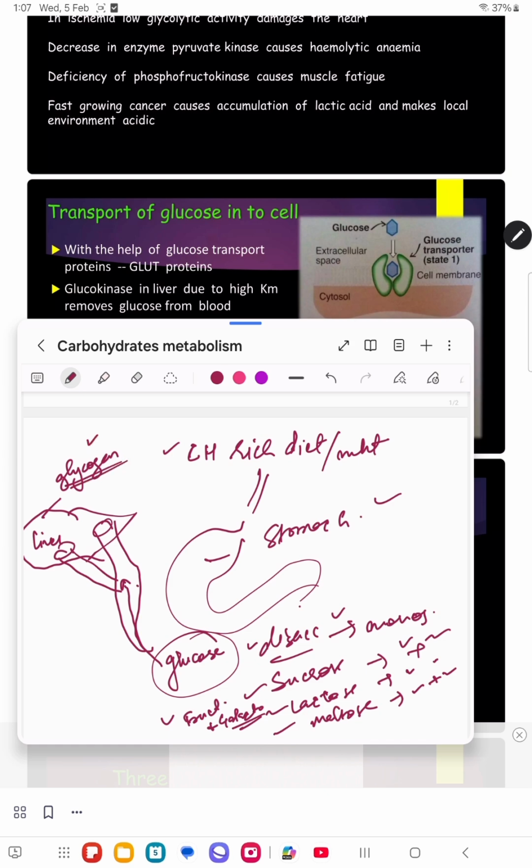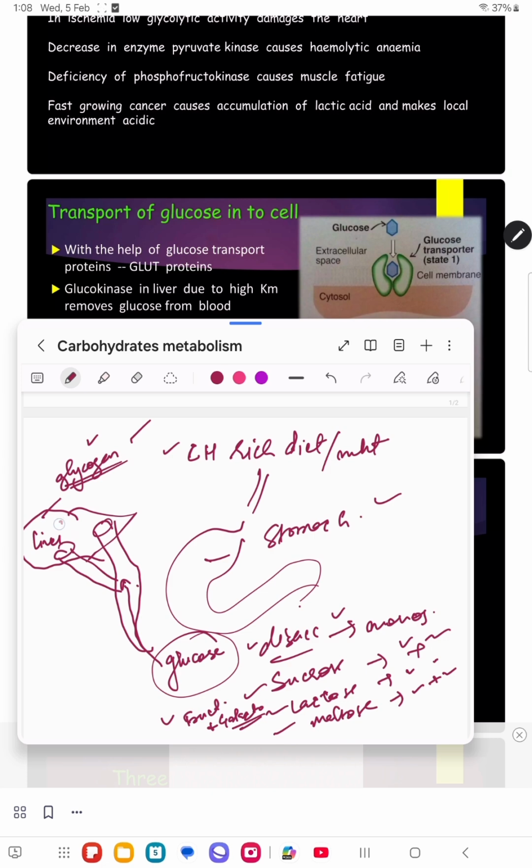Glycogen: the extra glucose that is not needed in the body at that time will be converted into glycogen. When glucose is converted into glycogen, this process is known as glycogenesis. I hope you know this term, glycogenesis, conversion of glucose to glycogen, and conversion of glycogen to glucose is known as glycogenolysis. So glycogen will be converted into glucose.